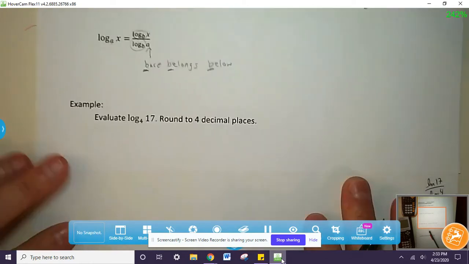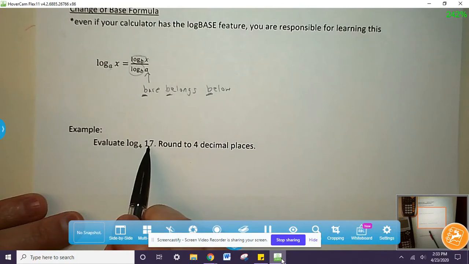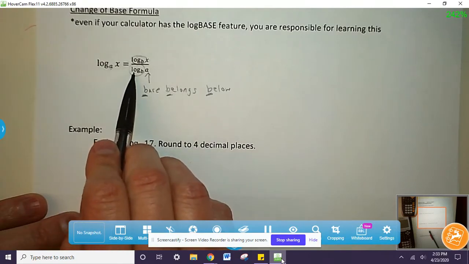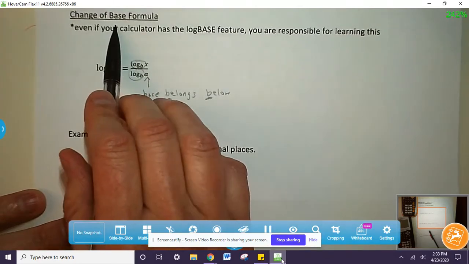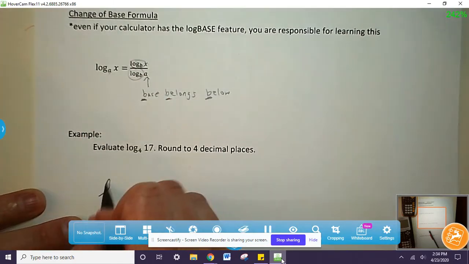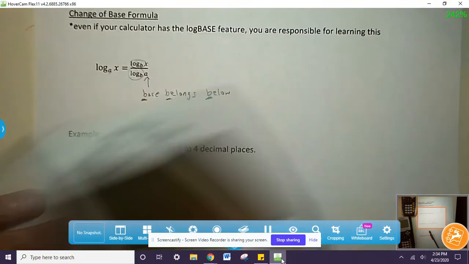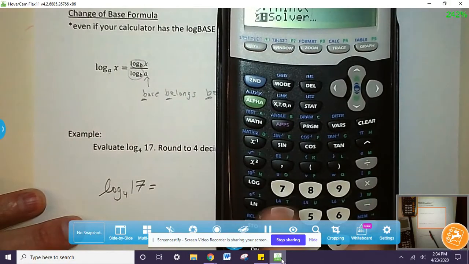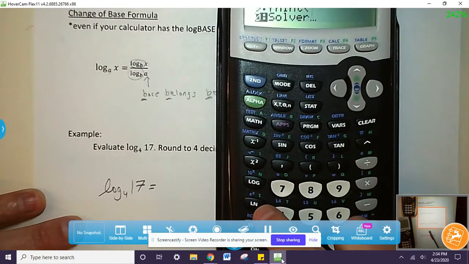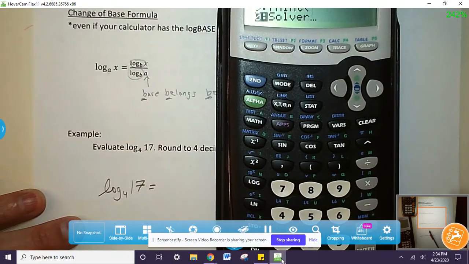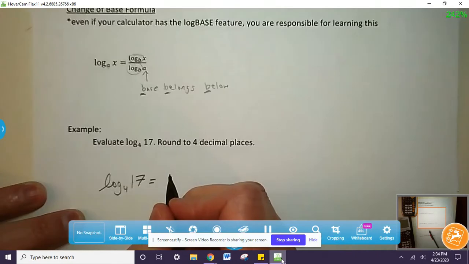So let's take a peek at this one. If we want to evaluate log base 4 of 17 using this change of base formula, either because our calculator doesn't have the fancy feature or because we all have to learn this formula anyway, what we can do is change the base. The base we want to pick is one that's built into the calculator. The calculator has log base 10 and it has natural log. So those are the ones that you want to choose from. We pick whichever one we want. I'm going to guess you like common log better, regular log.